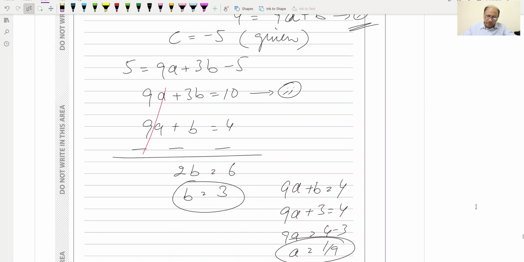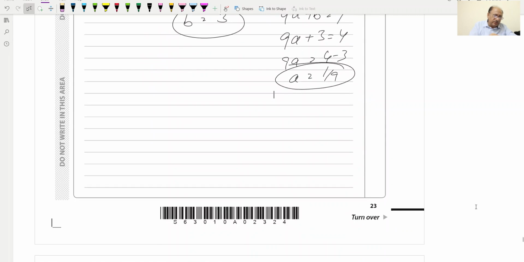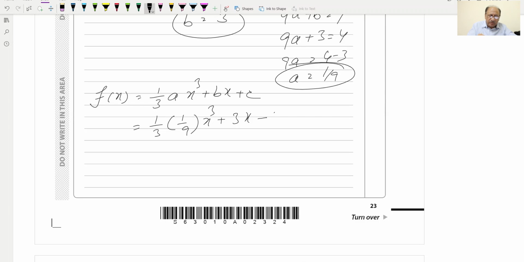So we got a, b and c values, so we can replace them in f of x. This is where we will be replacing the values: 1 by 3 into a value, which is 1 by 9, x cube, plus b value 3x, and minus 5 is c value. So this will be 1 over 27. F of x will be equal to 1 over 27 x cubed plus 3x minus 5, and this will be the final equation which we were supposed to find.